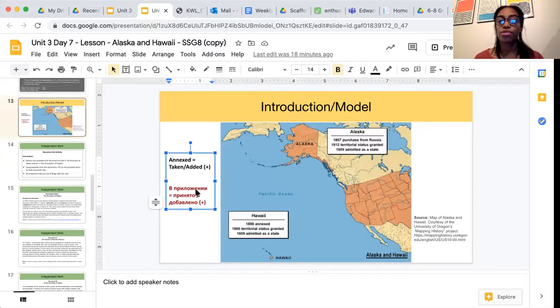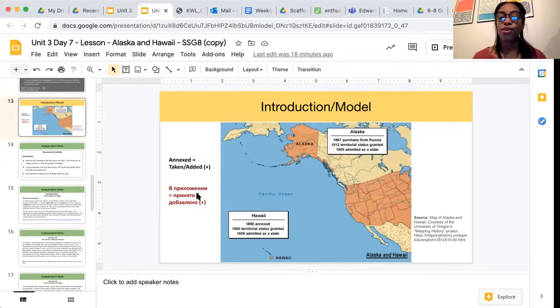Right? And here's a Russian translation for those of you who speak Russian as a home language, right? And for our Spanish speakers, annex can be taken or added, right? Algo que fue añadido a los Estados Unidos.